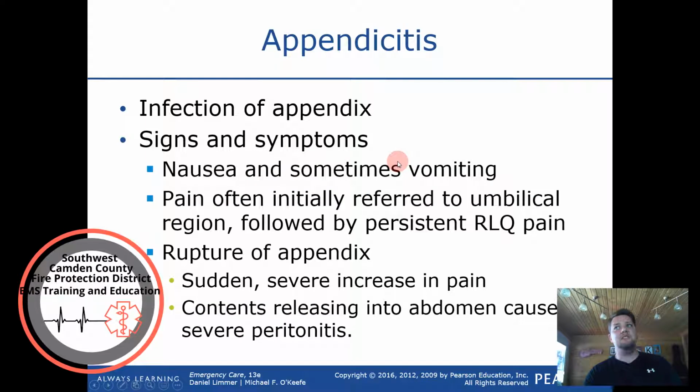So, abdominal conditions. Appendicitis is an infection of the appendix. Signs and symptoms are nausea and sometimes vomiting. Pain is often initially referred to the umbilical region, followed by persistent right lower quadrant pain. Rupture of the appendix is sudden, causes a severe increase in pain, and is when the contents of the appendix release into the abdomen, causing severe peritonitis. It has to be taken care of surgically.